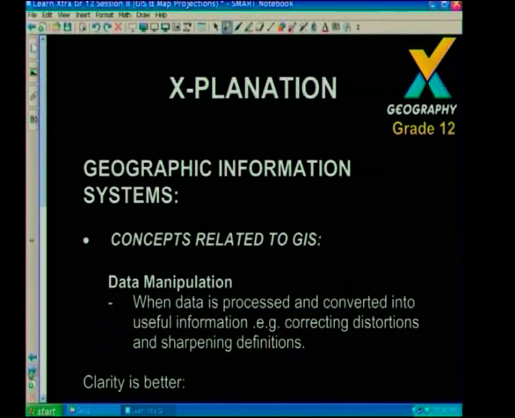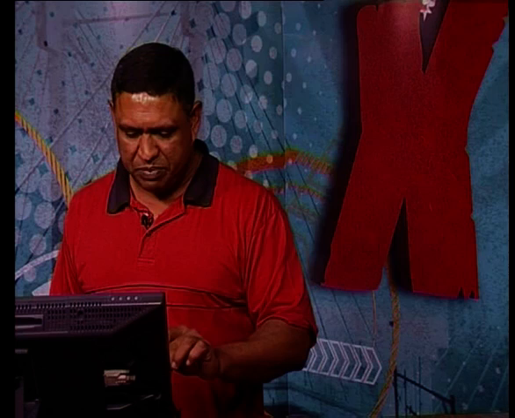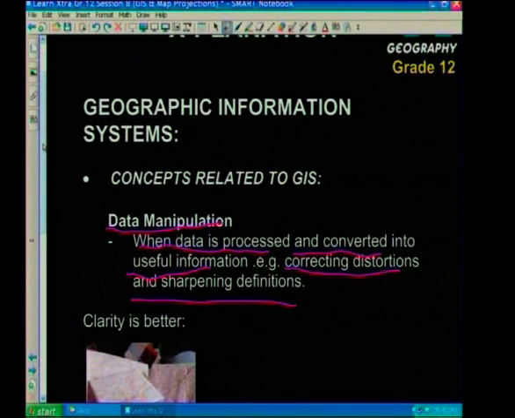Okay, let's look at the next concept, data manipulation. This is when data is processed and converted into useful information. Example, correcting distortions and sharpening images. Earlier on I showed you those 2 pictures, and I want to go back to that very quickly. I know I covered quite a few concepts. I showed you those two maps down here. If I had this as an image, it's not clear, so I want to sharpen the image. In that way it makes my picture clearer. So data manipulation is converting it to clearer pictures, also more useful information.